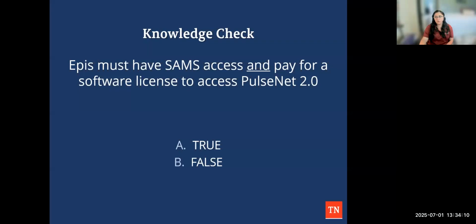And y'all are correct. That is false. You do have to have SAMS access, but you do not have to pay for a software license. If anybody used BioNumerics in the past, you did have to pay for a software license for that, but PulseNet 2.0 is a web-based platform.